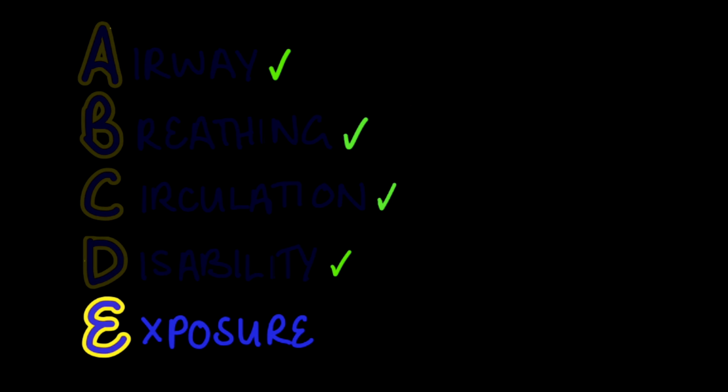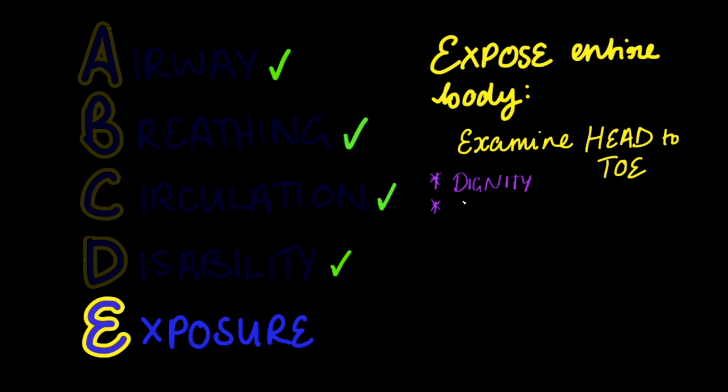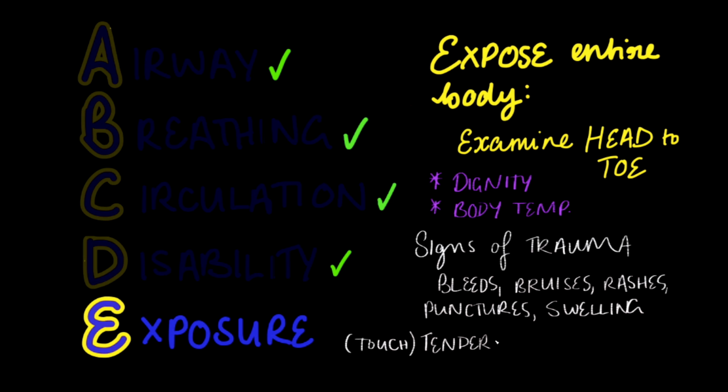Finally, E is for exposure. Now this is an instruction. You fully expose the patient and assess them from head to toe, making sure, of course, that you're respecting the patient's dignity and also making sure that they don't lose too much heat. You're looking for any signs of trauma, bleeds, bruises, rashes, etc. Remember known wounds that you may be treating and may be dressed, and use touch to check for tenderness, temperature, to feel swelling and edema, etc. And check points at risk of pressure ulcers.